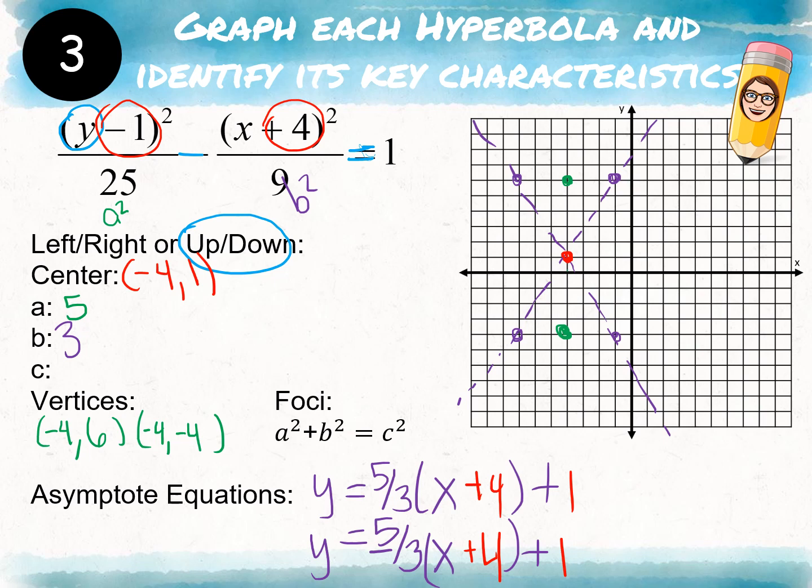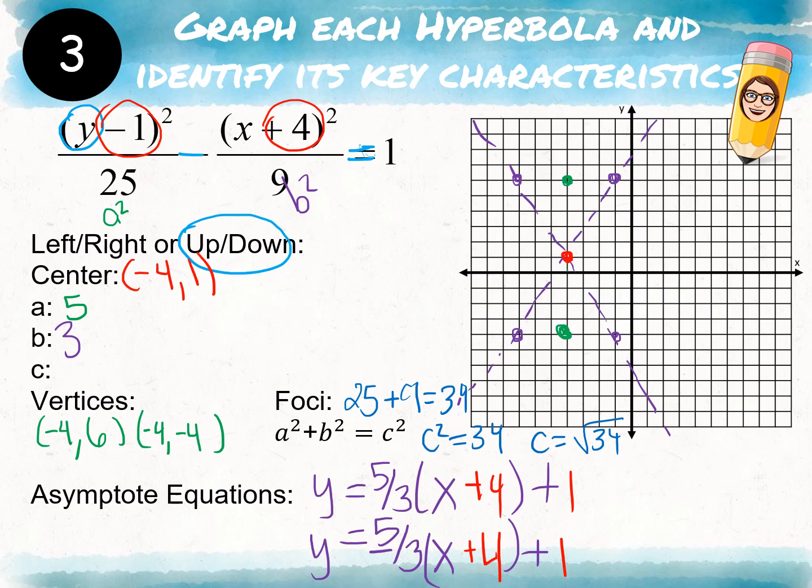All right, let's talk about our c value. I need to do a little bit of calculating here. A squared is 25, b squared is 9, that gets me to 34. So c squared is 34. If I square root both sides, let's see, does the square root of 34 break down at all?